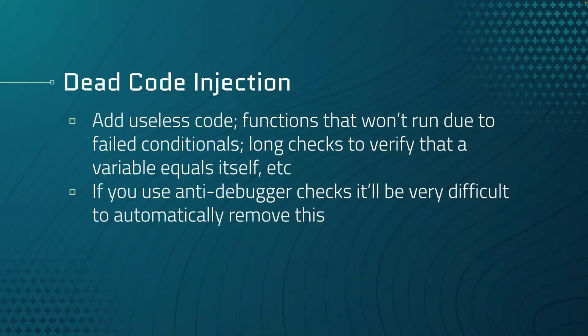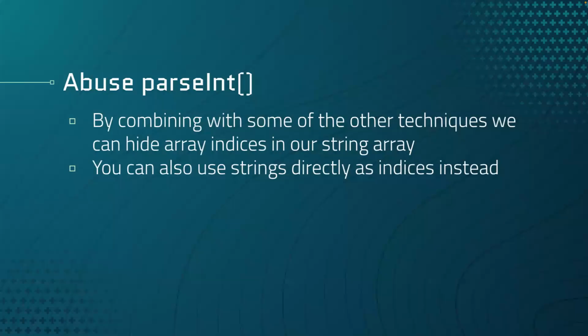Without anti-debugger checks, you could use a debugger to just run the function, and you'd realize pretty quickly that it doesn't do anything. But if you use anti-debugger checks in your code, then there's no way to run it without it crashing, so then you have to manually reverse engineer it, which wastes a lot of time.